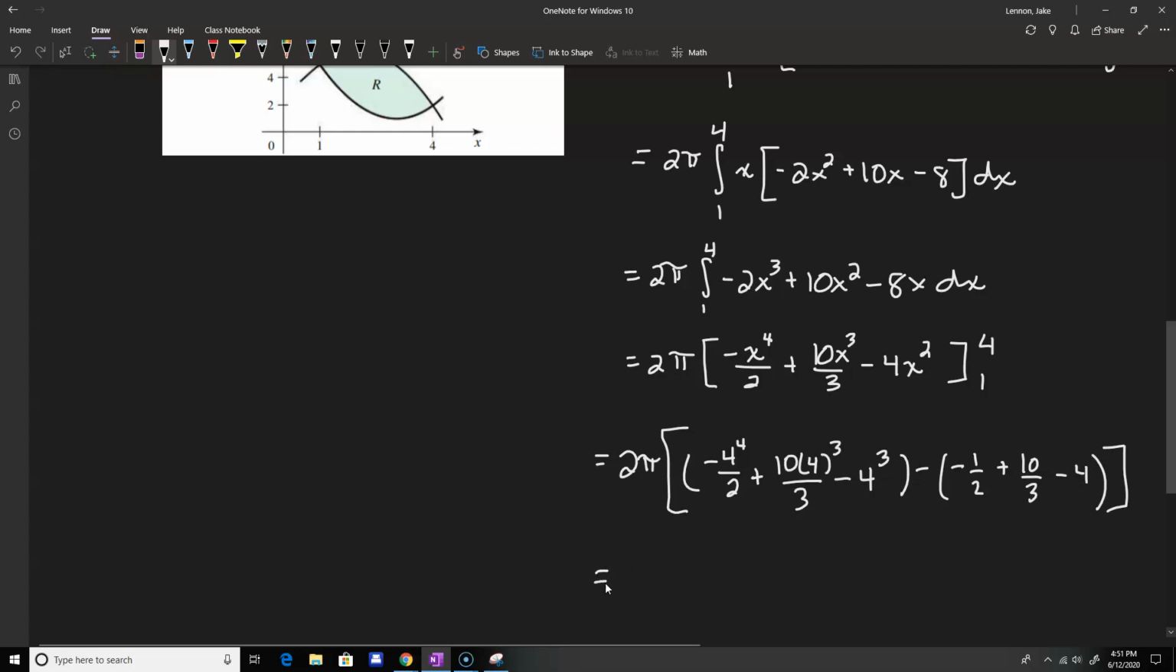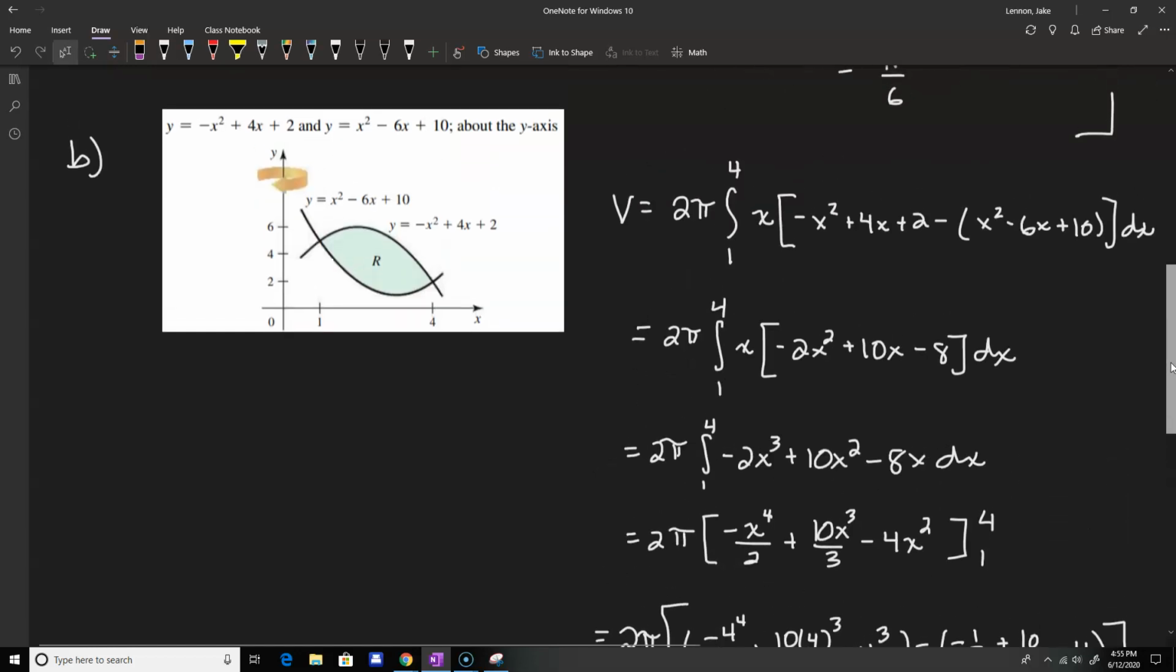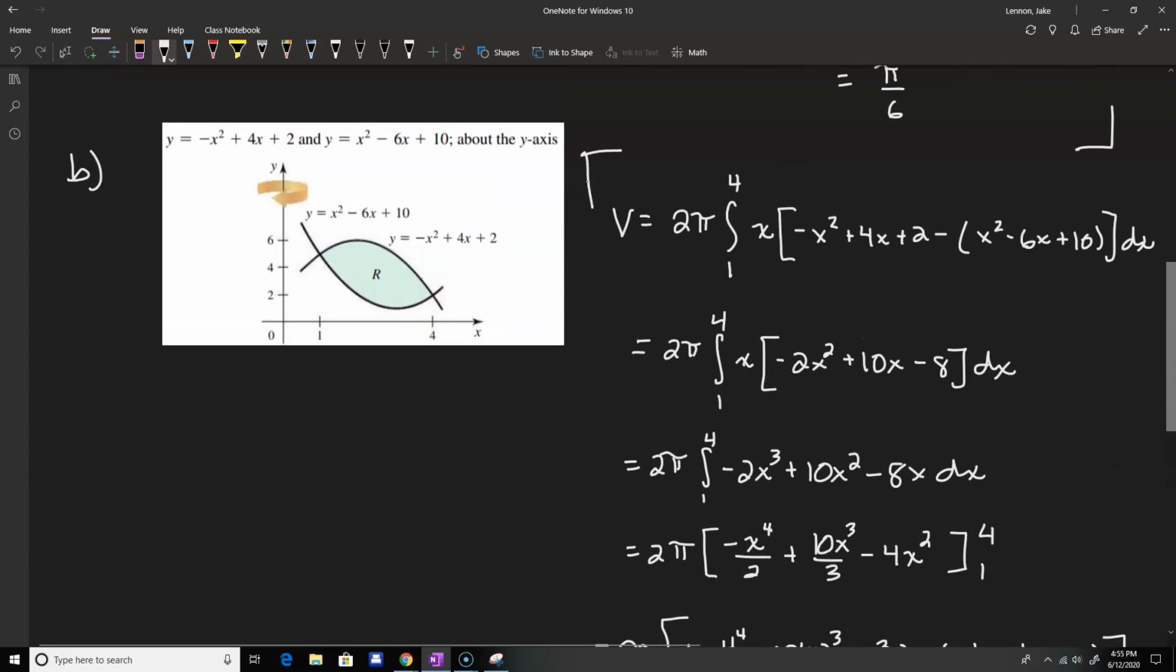And we should be able to do all that in our calculator. So this comes out to 2 pi times 45 over 2, which comes out to exactly 45 pi. So again, fairly simple setup here. Just plug everything into the shell formula and it works out quite nicely. So let's go ahead and look at another example now that we have this one finished.